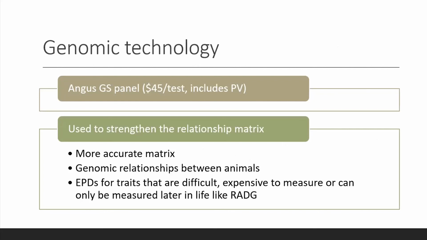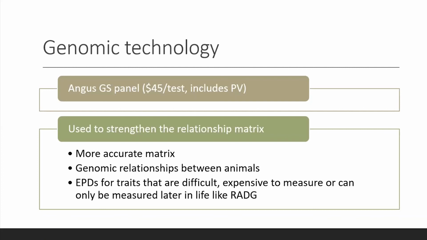We have a panel that's specifically created for Angus. That's Canadian Angus and also the American Angus Association. We partnered together to create a panel called the Angus GS Panel. Angus GS stands for Angus Genomic Selection. It's $45 a head, and it includes parent verification. So then that gives you your accurate pedigree, and it gives you more information.